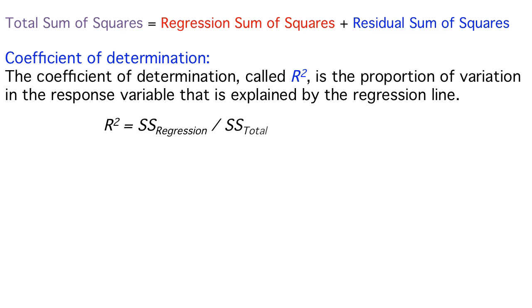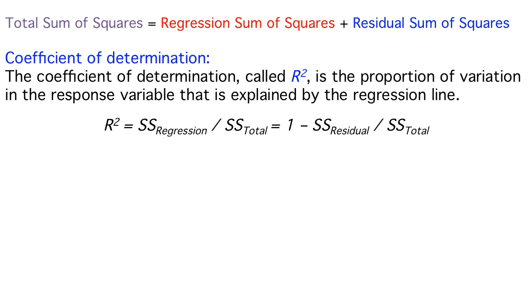We can calculate r squared as the regression sum of squares divided by the total sum of squares. We can also think of it as 1 minus the proportion of variation in the y's that is not explained by the regression line, which gives this alternative formula for r squared.